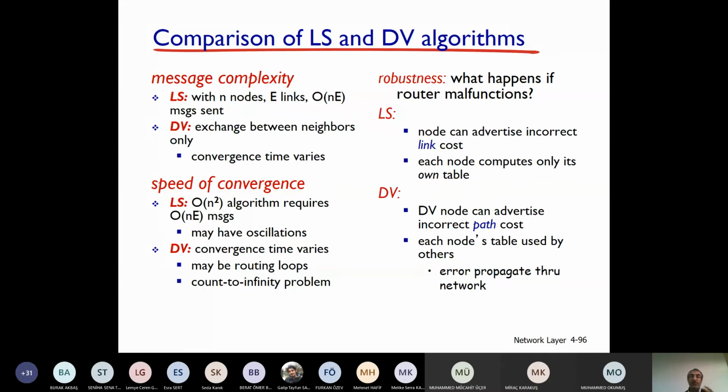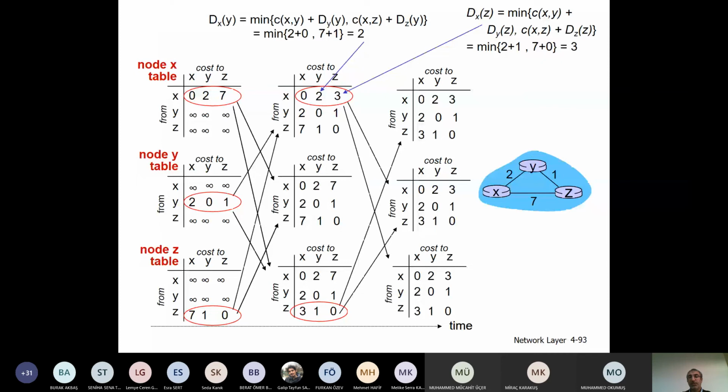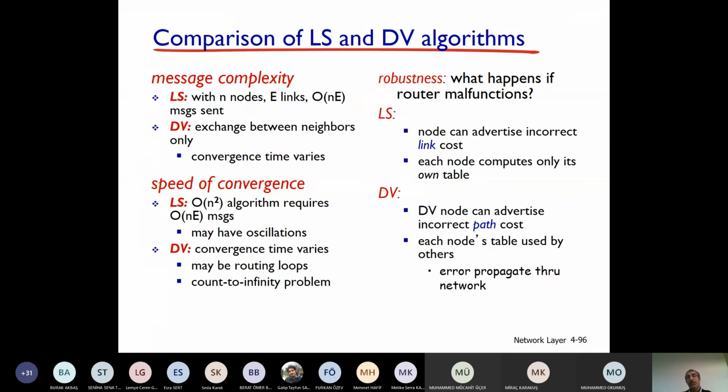What about speed of convergence? As you see in the previous example, after 3 steps, it converges. All the nodes have the same table. In case of link state, the complexity of the O(n squared) algorithm requires O(n times e) messages, and we may have some oscillation problem that I mentioned. And in the DV case, the convergence time varies because of the number of neighbors and so on. And we may have some routing loops and the count-to-infinity problem.